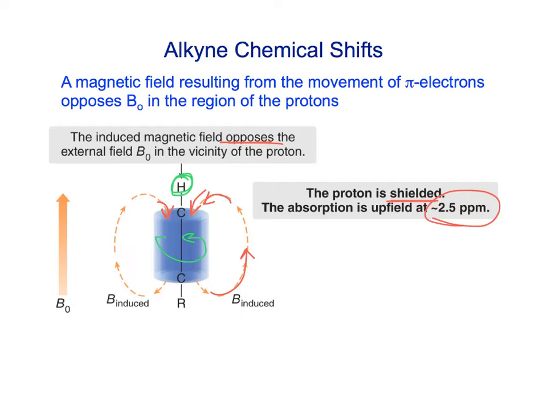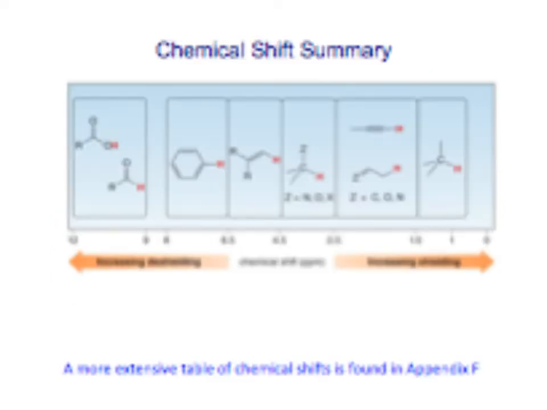Okay, so we have three things. We have substitution, we have electronegative groups, and we have these pi electron ring currents. All right, and if we add these up, then we can come up with some general ranges for different types of protons where they will show up in the spectrum. And like IR, if we just know some general ranges, we can get by doing a lot of the problems. Okay, so let's look at these general ranges.